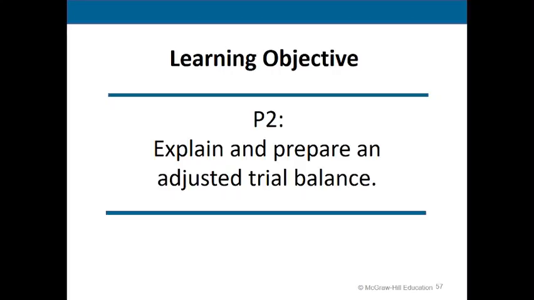After you've made all these adjusting entries, what you want to do is prepare what's called an adjusted trial balance. Notice in chapter 2, what you prepared at the end of that chapter was an unadjusted trial balance. And even though they did prepare some financial statements from those, those are considered unadjusted financial statements because you haven't prepared your adjustments yet.